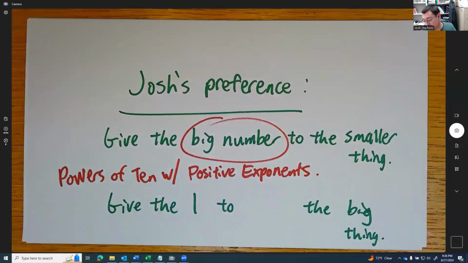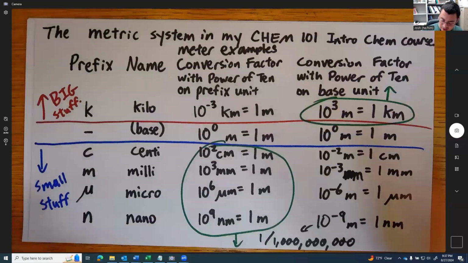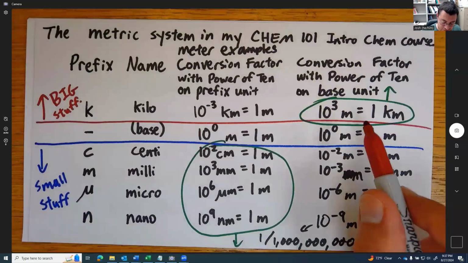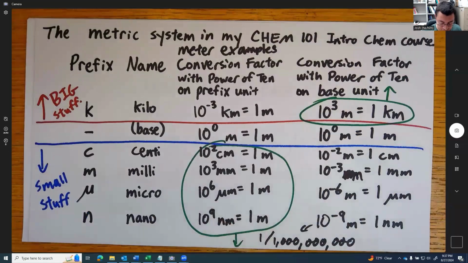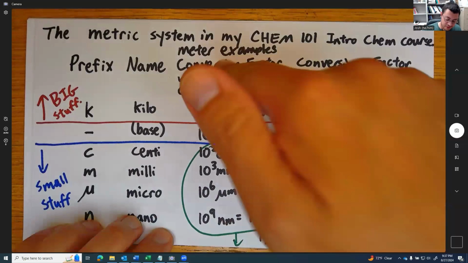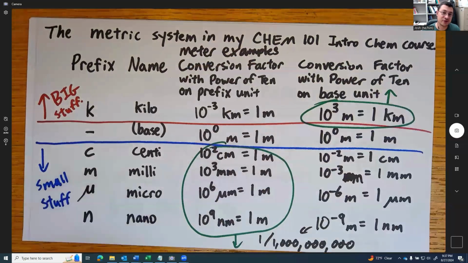I don't like to work with negative exponents sometimes, and in my experience, students like working with the positive powers of 10 more often. So for me, always stick with the positive power of 10, give the big positive power of 10 to the small thing, and then just give the 1 to whatever is the bigger thing. That strategy's always worked for me. But you may not be like me. Maybe you prefer one of these columns, and that's totally fine because math is math.